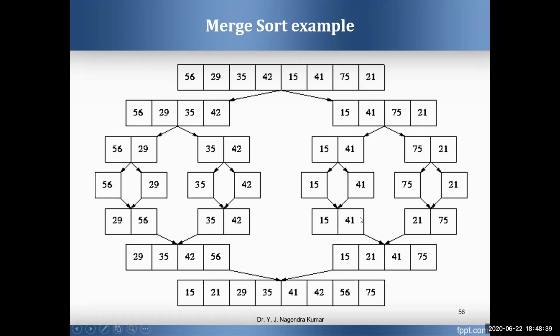15, 41, there is no problem. 75 and 21. So 21 is the smallest element, that's why it is in the first cell, 75 in the next cell. Right? So single elements are combined into arrays of 2 elements. Okay? In the next phase, you have to combine 2 plus 2 into 4 recursively.